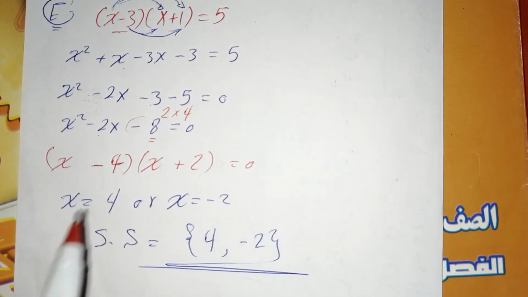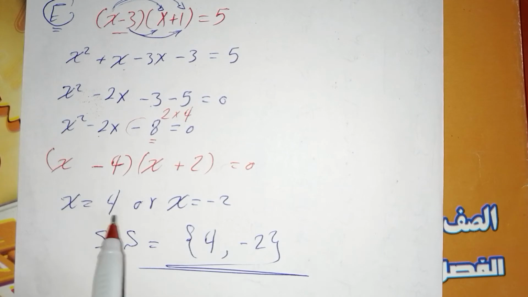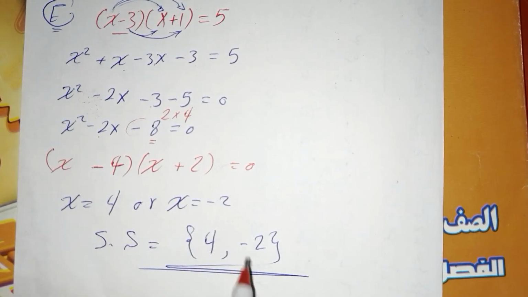Again, (x − 4)(x + 2) = 0. So we have x equals 4 or x equals negative 2. So the solution set will be 4 and negative 2.